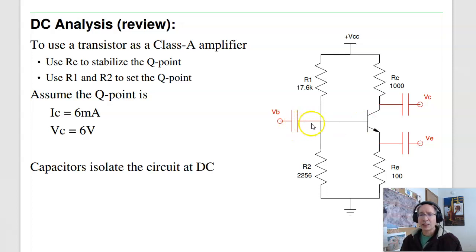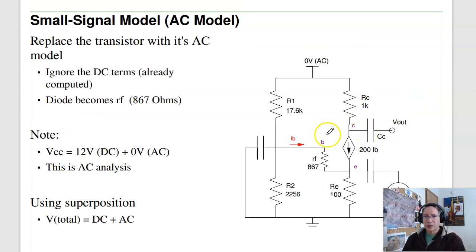I've added capacitors to the base, collector, and emitter to isolate the circuit at DC. We're now going to look at how to set this up as a common base or common collector amplifier. So first thing you need to do is replace the diode with the small signal model. That would be a resistor. And from before, the resistance is 867 ohms.